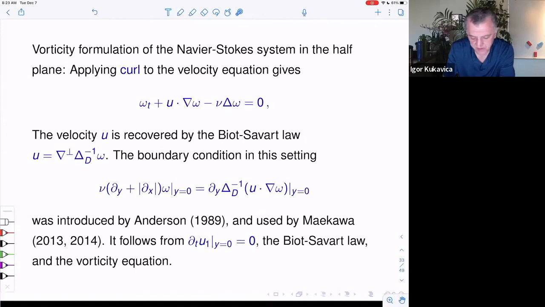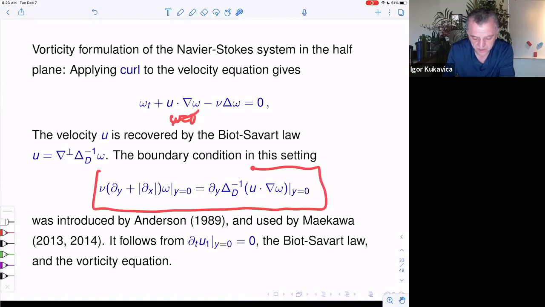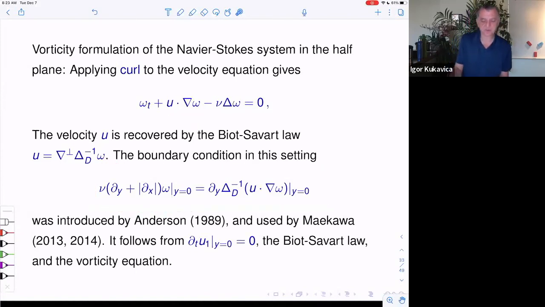So the basic important device is due to Maekawa, which writes the Navier-Stokes equations in terms of the vorticity. Of course, in a bounded domain, the difficulty is that the boundary condition is not very simple. It's not omega equals 0 like it would be for Navier-Stokes. So we don't have omega 0. Instead, we have a more complicated boundary condition, which is Neumann-like. So without this term, that would be like a Neumann condition on omega, which is something to do with a nonlinear part. So this represents the inverse Dirichlet Laplacian and dy at the boundary.